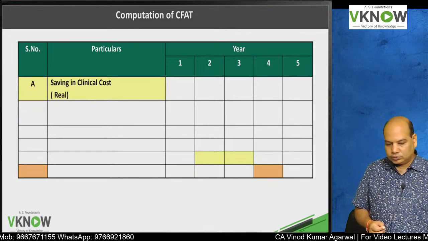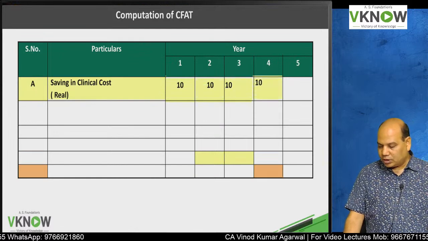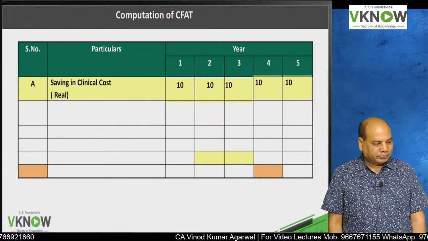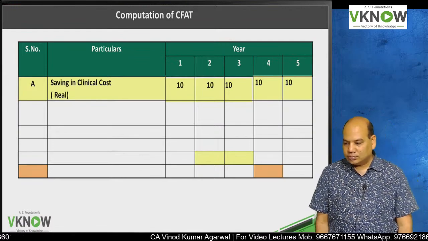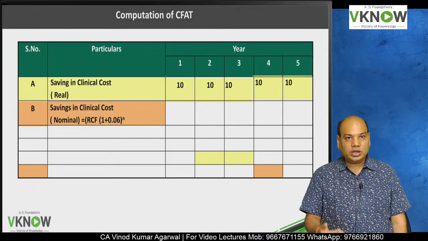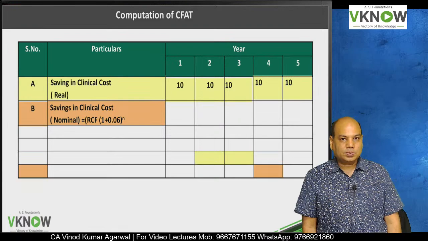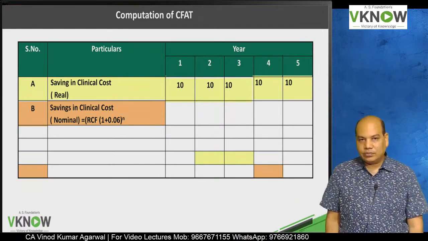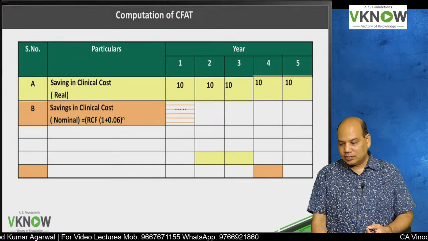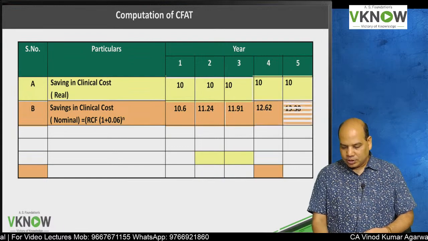First point A, saving in clinical cost in real terms. Saving in clinical cost in real terms 10. Then we'll write saving in clinical cost in nominal terms, equal to real cash flow into (1.06)^n, where inflation is 6%. Take 10 into 1.06 to the power n.